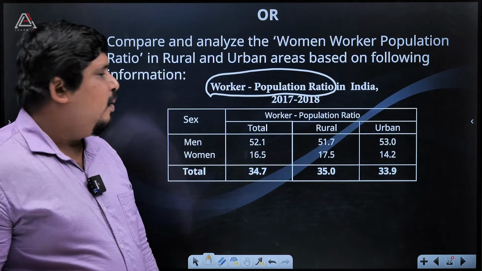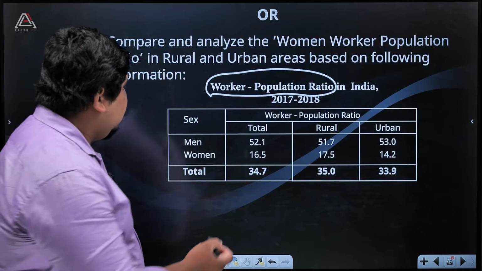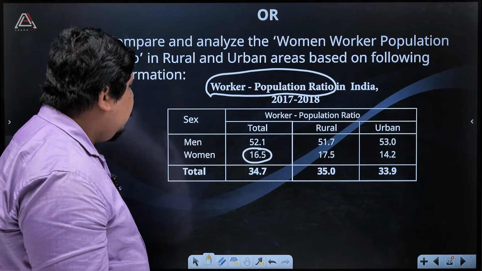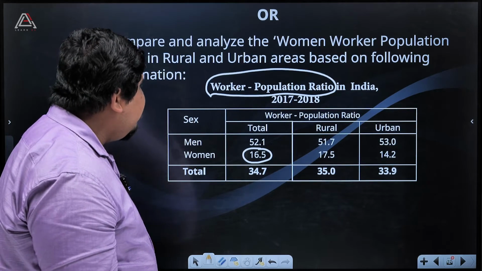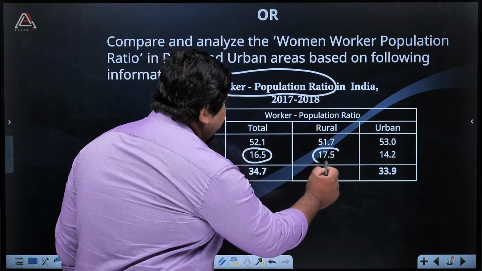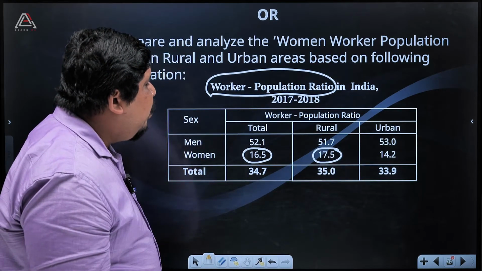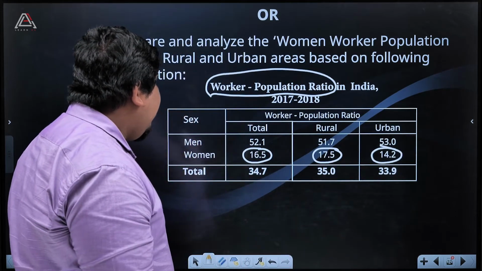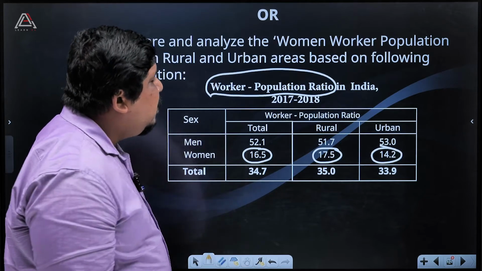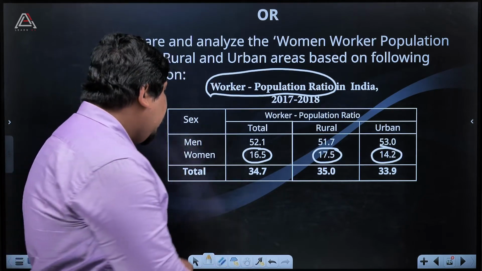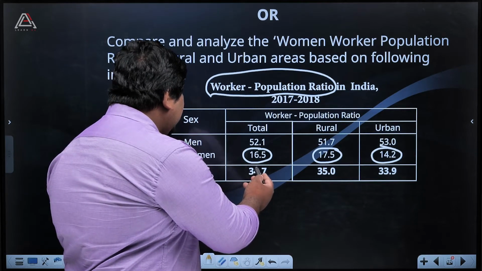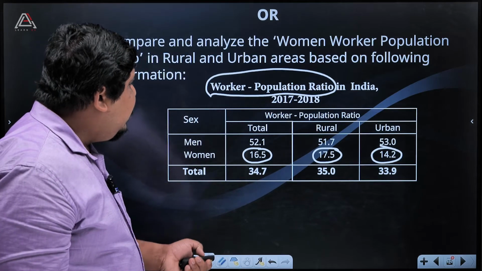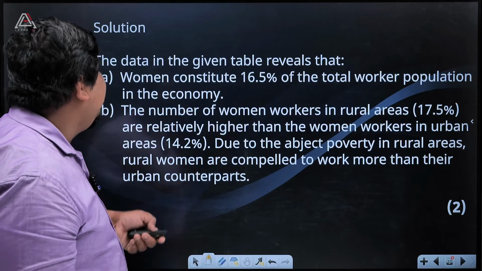Anything you can take from here. First of all, we can take the total women ratio, that is 16.5. Then the rural women ratio, 17.5. Then the urban women ratio, 14.2. Then comparing with men, how much percentage? Different methods will be there. Comparing with the total, how much percentage is women? Only 2 points are needed, and the solution is given there.